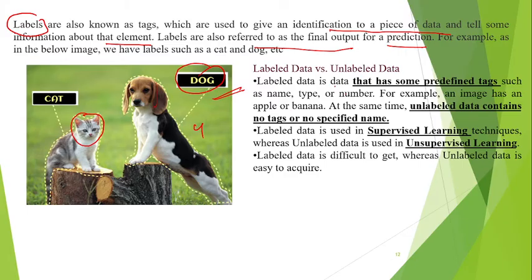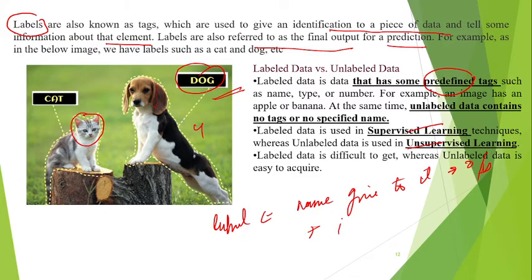Labeled versus unlabeled data. Labeled data has predefined tags, for example image, apple, banana. At the same time, unlabeled data has no tag, nothing has been given to it. Labeled data is used in supervised learning, unlabeled data is used in unsupervised learning. A label is nothing but a tag, a name given to it. First thing. Second thing is that it is an output tag used in supervised learning, and unlabeled data is used in unsupervised learning. We will tell you more in coming videos.